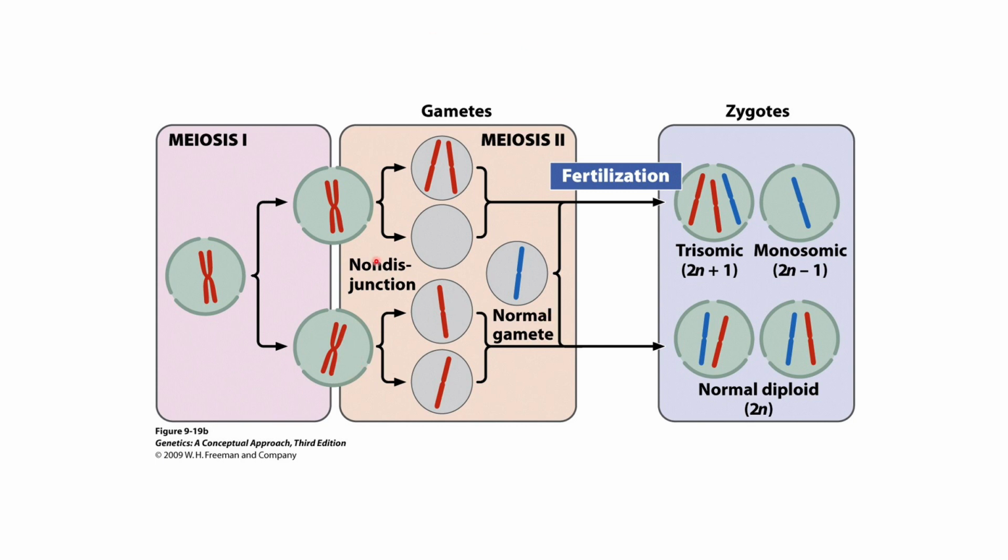In this example, the non-disjunction happens during meiosis 2, while meiosis 1 forms normal cells. So we'd have one daughter cell with both copies from the red parent and the other one with no copies. When these fertilize with a normal gamete, we find trisomic and monosomic zygotes. Whereas the other cells, with one copy of the red chromosome from the red parent in each cell, fertilize with the normal gamete and lead to the formation of normal diploid zygotes.